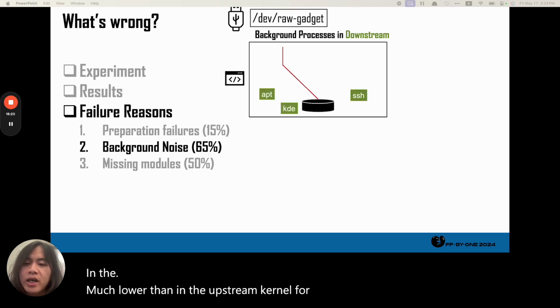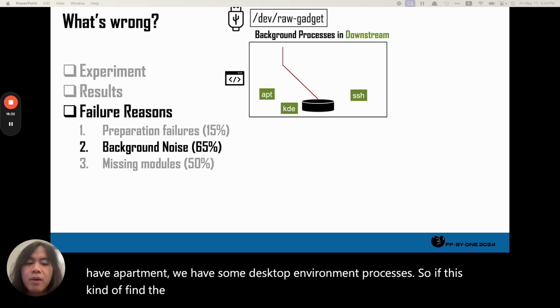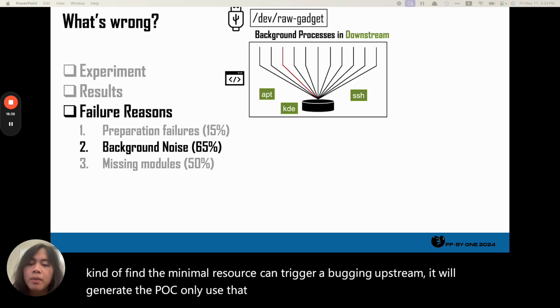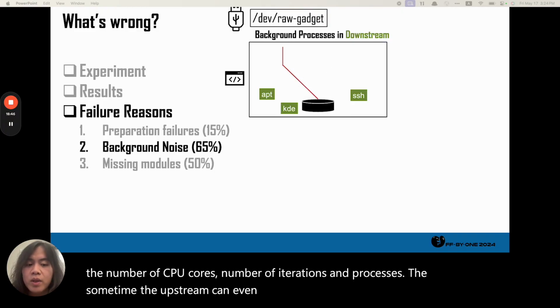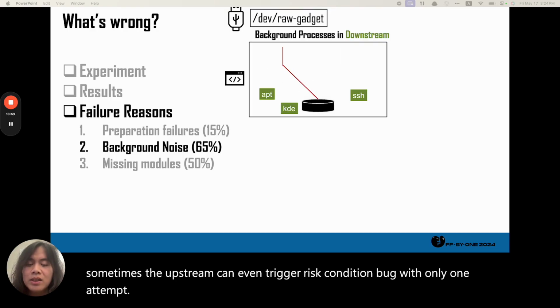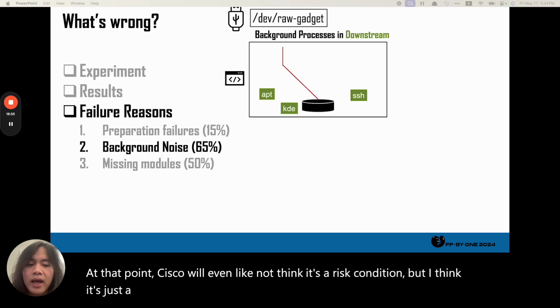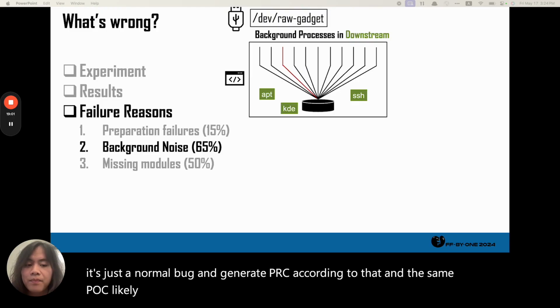For example, we have SSH, we have APT, we have some desktop environment processes. If the fuzzer finds the minimal resources that can trigger a bug in upstream, it will generate the POC using only those minimal resources. We are talking about the number of CPU cores, number of iterations and processes. Sometimes the upstream can even trigger a race condition bug with only one attempt. At that point, syzkaller will not even think it's a race condition bug, just a normal bug, and generate the POC accordingly. And the same POC likely fails on downstream.